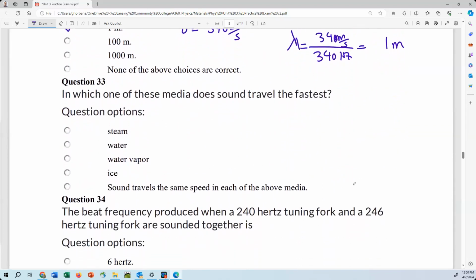So in which one of these media does sound travel the fastest? Ice. Yes? Good. But what do you look for? Does sound travel fast? It means that the more condensed the material, the better the sound wave can travel.